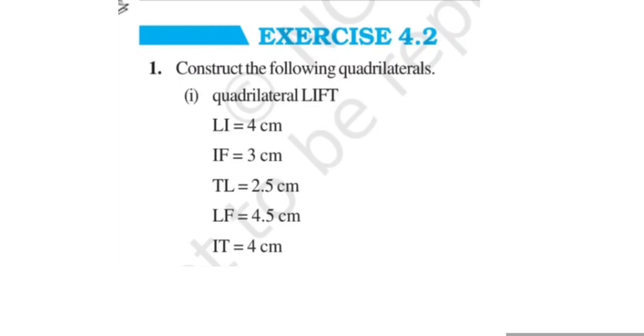Now come to the next exercise 4.2. Construct the following quadrilateral. So number 1, quadrilateral LIFT. Here LI is given 4 centimeter, IF is given 3 centimeter, IT is given 2.5 centimeter, LF is given 4.5 centimeter, IT is equal to 4 centimeter.